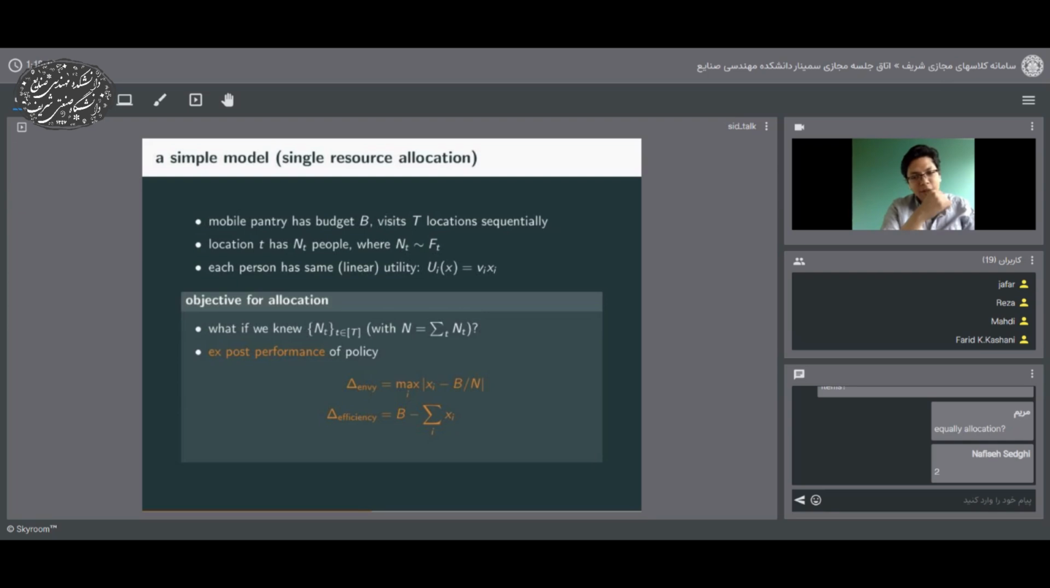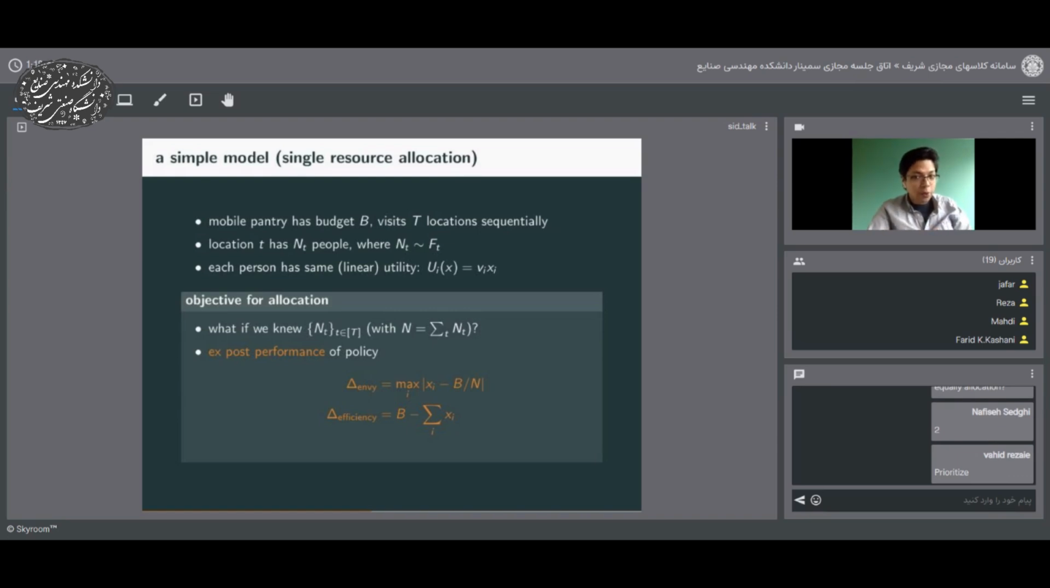And so what we said is, let's look at two metrics in hindsight. Firstly, how far away was each person's allocation from B over N? Who was the person who got the maximum amount of food? Who got the minimum amount of food? What's the distance from B over N? Now, clearly, everyone cannot get more than B over N. Everyone can't do more than the average. But everyone can be less, because I can give out less food. I can always hold back the food.